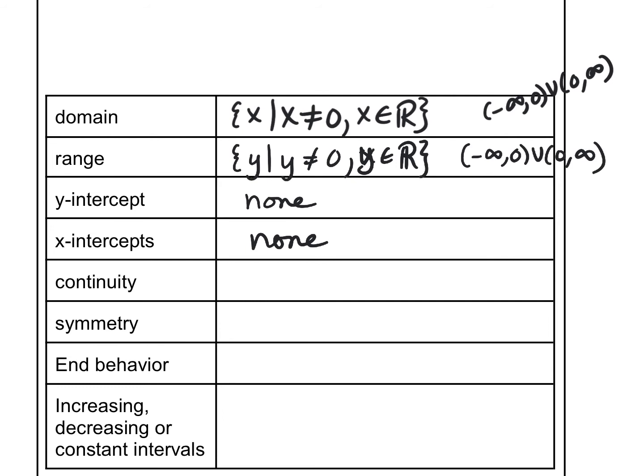Continuity. No. It's continuous everywhere except where? 0. So really what we're going to do is we're going to say it has an infinite discontinuity at what? At x equals what? 0. And so we can leave it at that. The implication is it would be continuous everywhere else, wouldn't it?